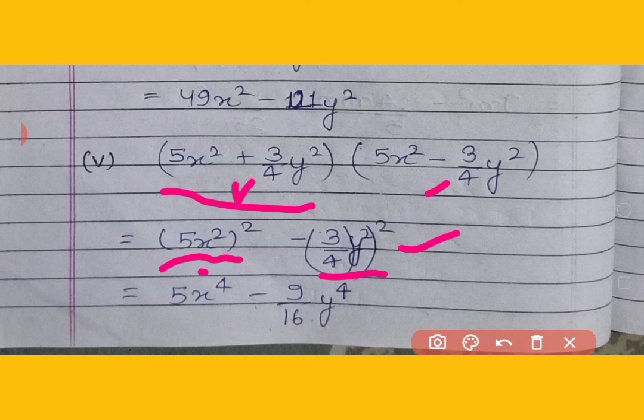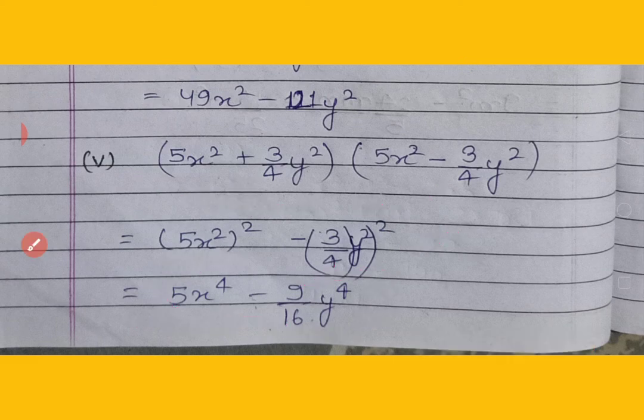Now 5 square is equal to 25x to the power 4, and here 3 by 4, so 3 square is 9 and 4 square is 16, and y square to the power 2 was there, so powers will multiply and it became 4. So we can write the answer 25x to the power 4 minus 9 upon 16 y to the power 4. By mistake I had written 5 here, so you can correct it.